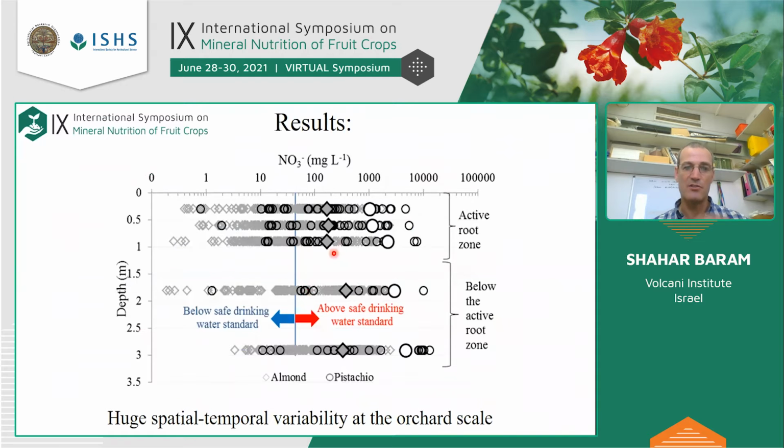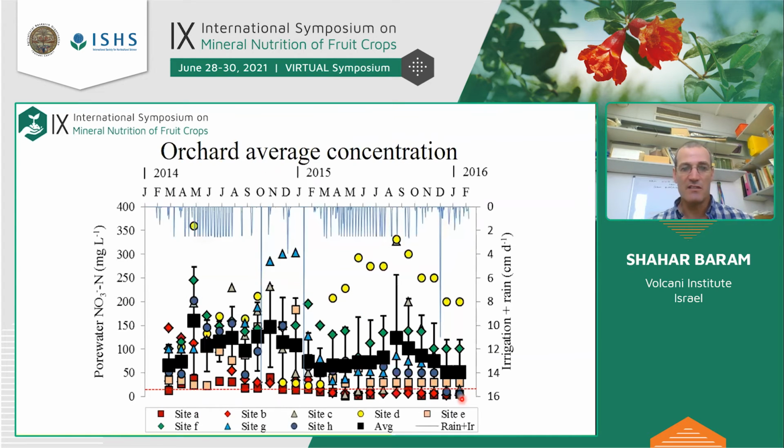If we look at the orchard, you can see here there are 2 different orchards, an almond orchard and a pistachio orchard. We'll focus on the almond, which is the diamond. You can see huge variability over the season and over the depth, where 10 is the safe drinking water standard for nitrate. You can see that many cases are safe and many cases are not safe. So can we say anything smarter about it?